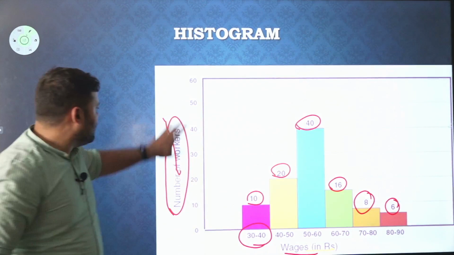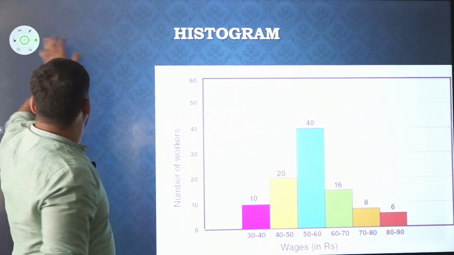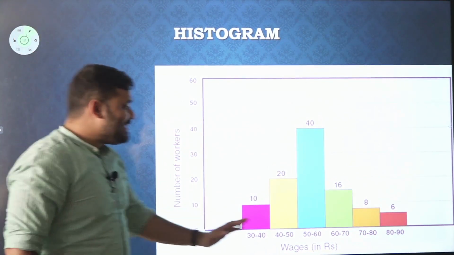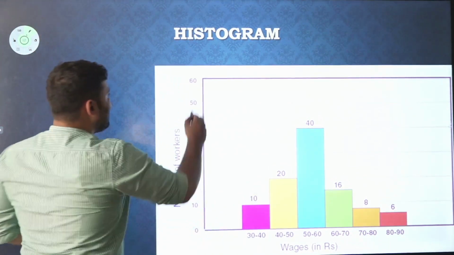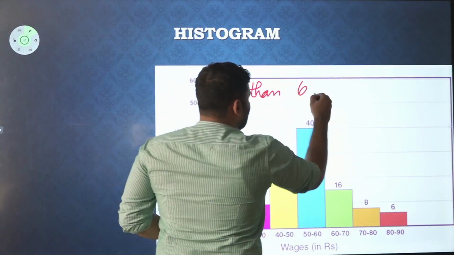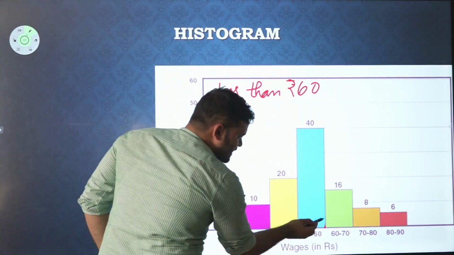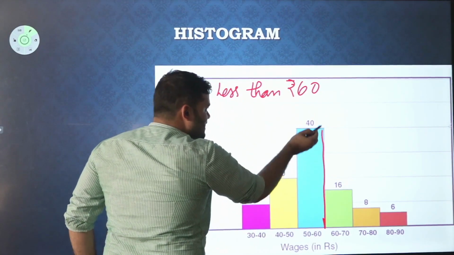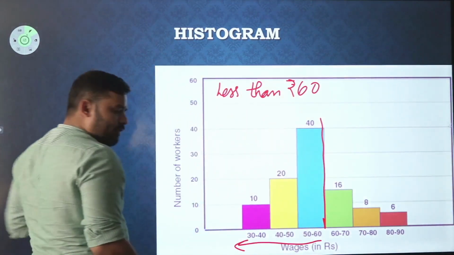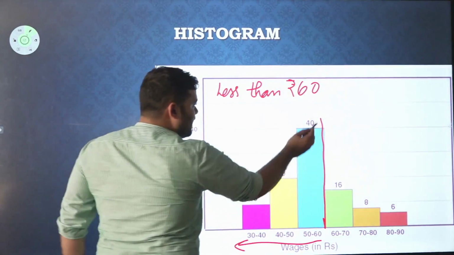Suppose there is a question. The question here is going to be, how many people earn less than 60 rupees? Less than 60 rupees. How many of them earn less than 60 rupees? So until 60 is here. Less than 60 means you need to come to the left side. That is, the earnings should reduce. So 50 to 60, there are 40 people.